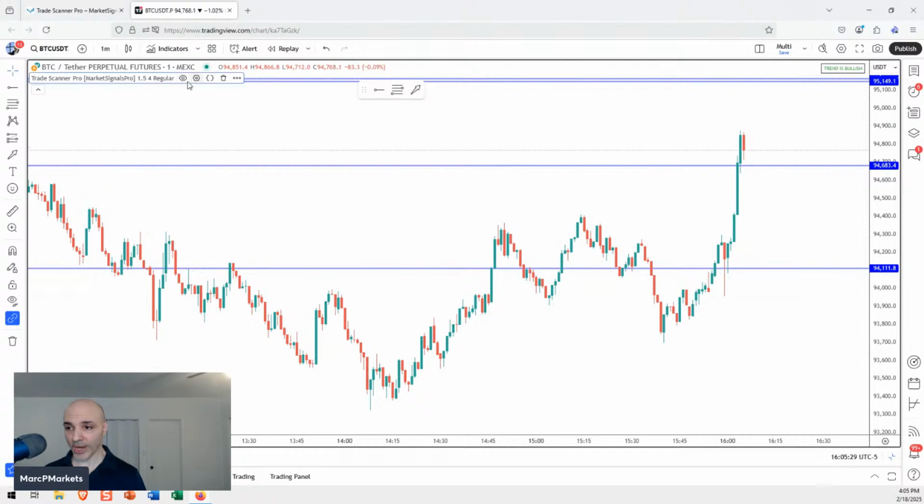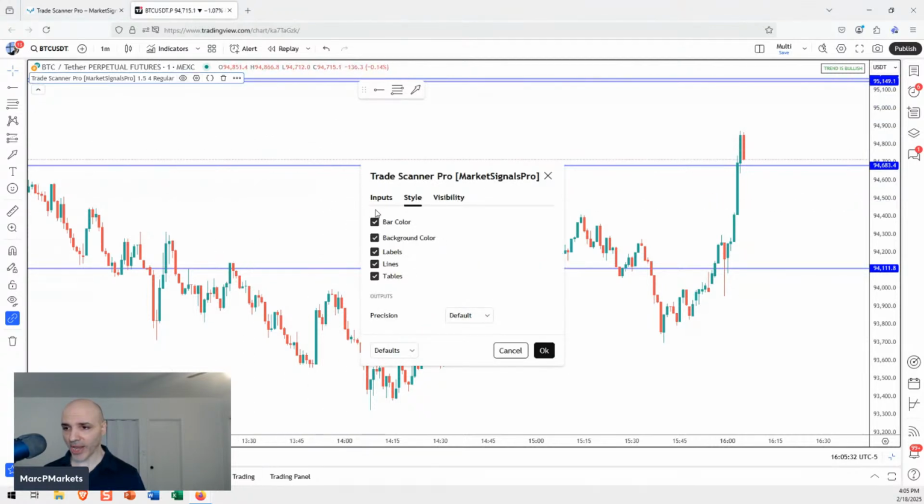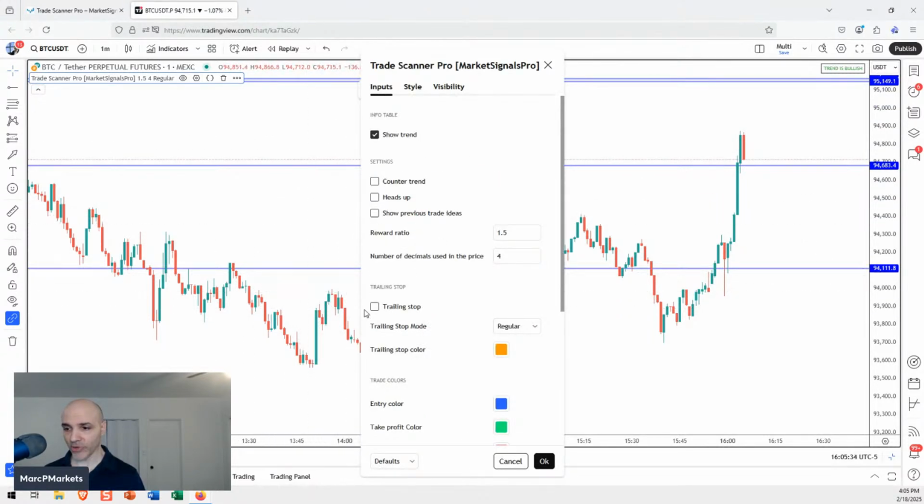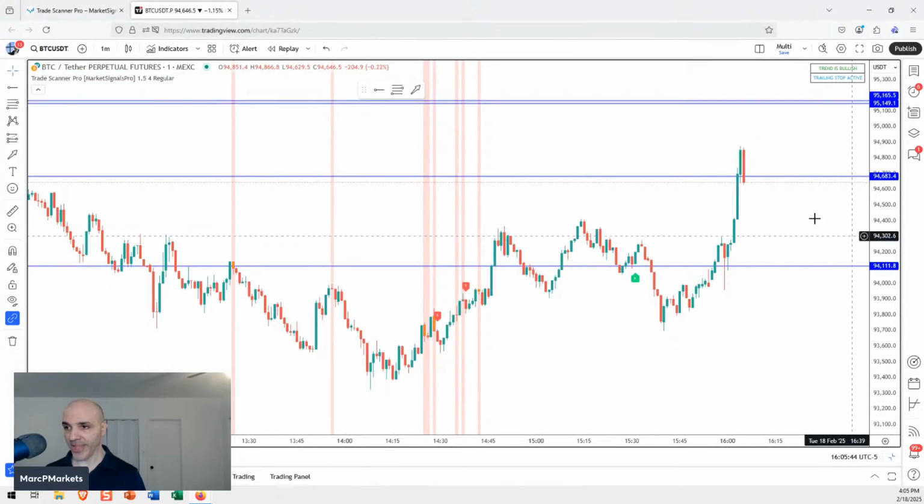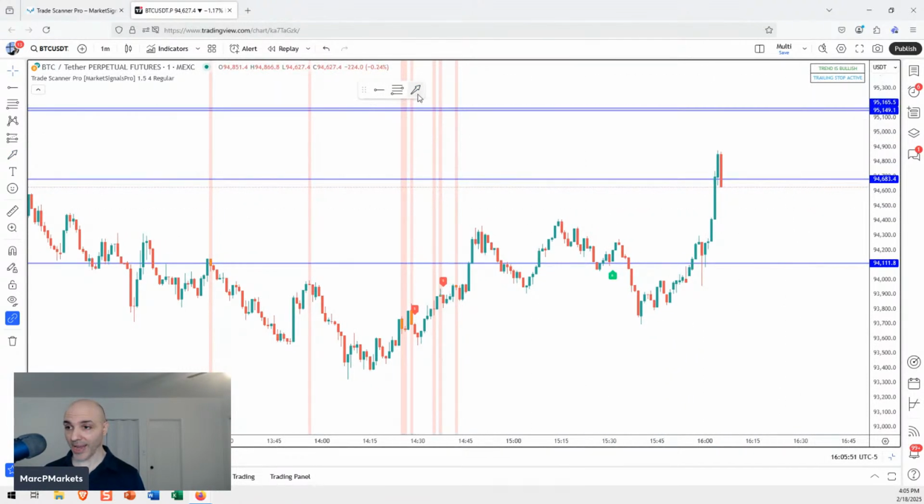This is where I go to the Trade Scanner Pro. Now, my Trade Scanner Pro, I got to turn these on. When you subscribe to this, by the way, you got to turn these settings on. You have to go to your settings panel and make sure trailing stop, show previous trades, and heads up. Turn those on.